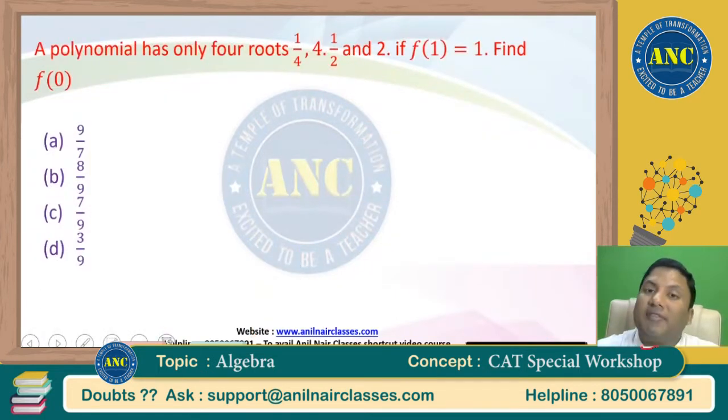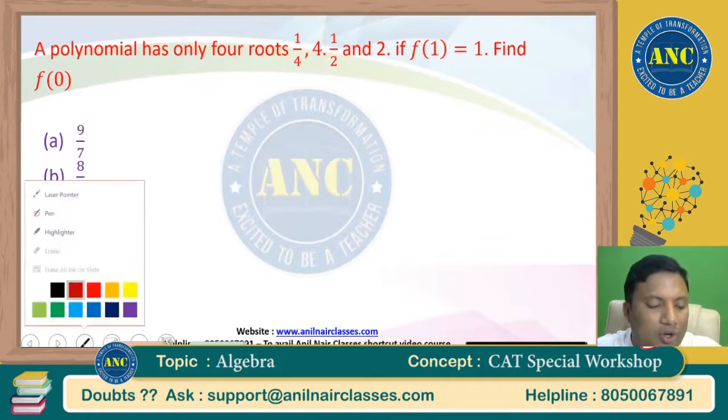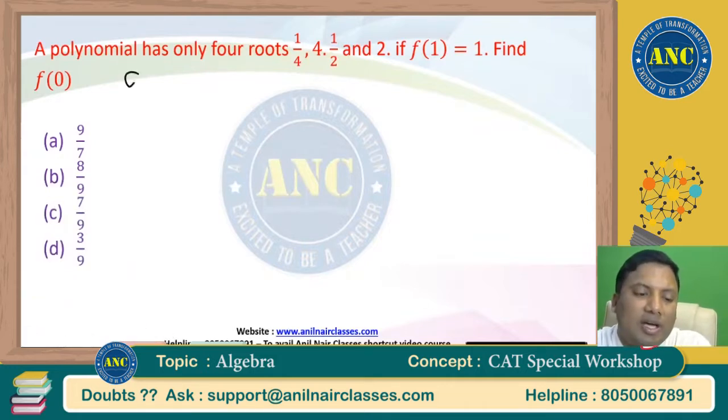Next one. This is a very good question and it is a high frequency question. A polynomial has only 4 roots: 1 by 4, 4, 1 by 2, 2. If f of 1 is equivalent to 1, f of 0 is equivalent to how much? Let us first discuss the concept.